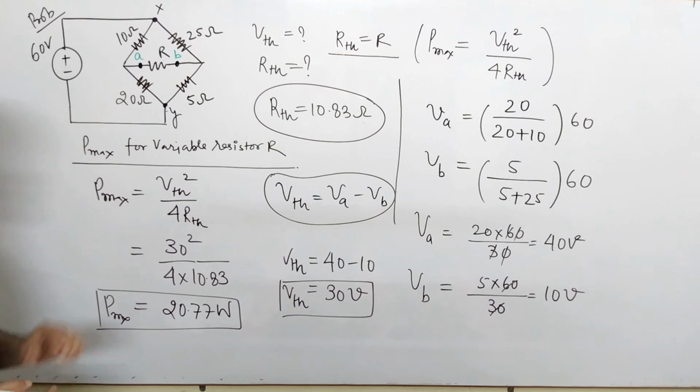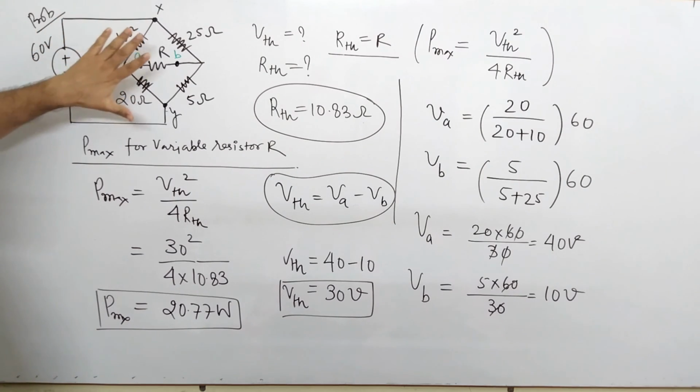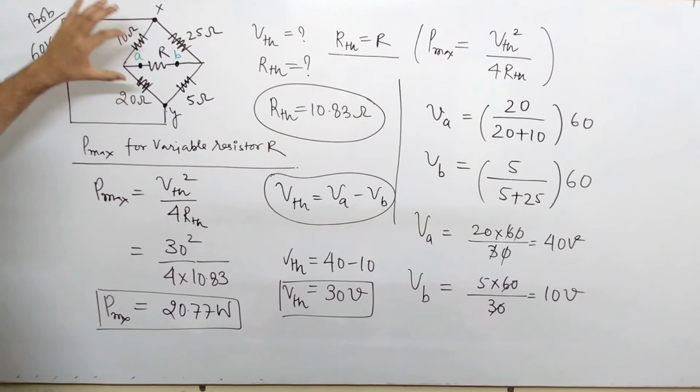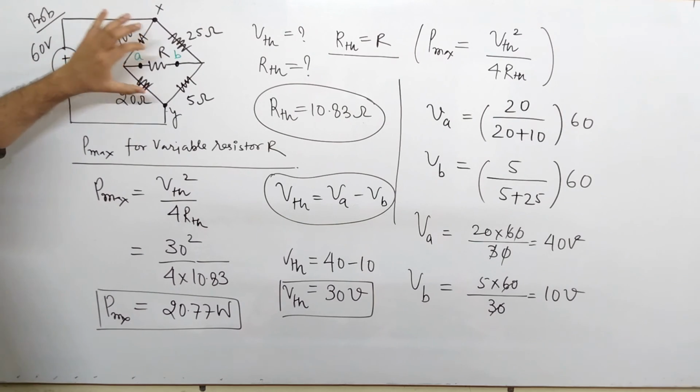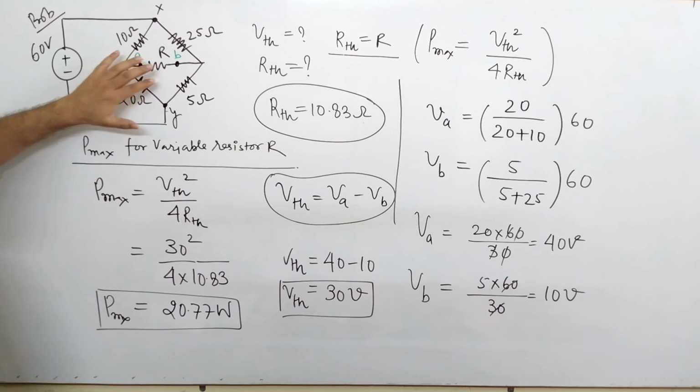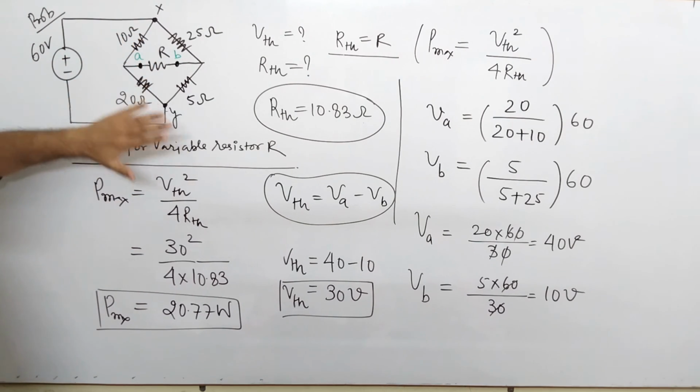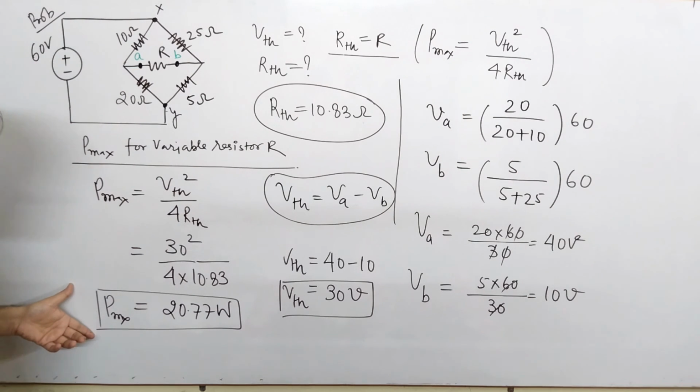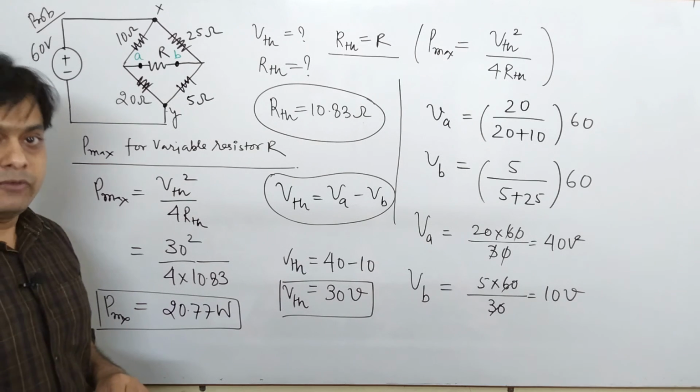So this is your next problem, in which we have seen it is a kind of unbalanced bridge, and under this unbalanced bridge condition, how we easily solve and find the value of RTH, VTH, and finally find the value of maximum power transfer. So with this, the problem is finished.